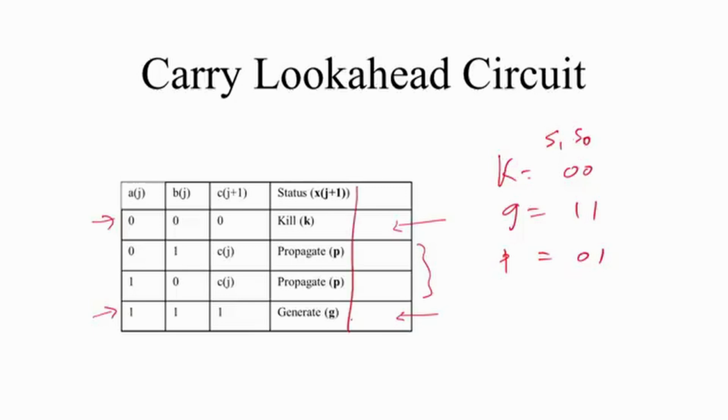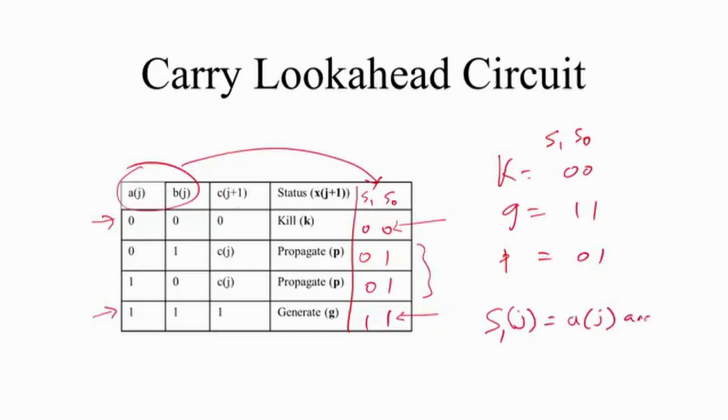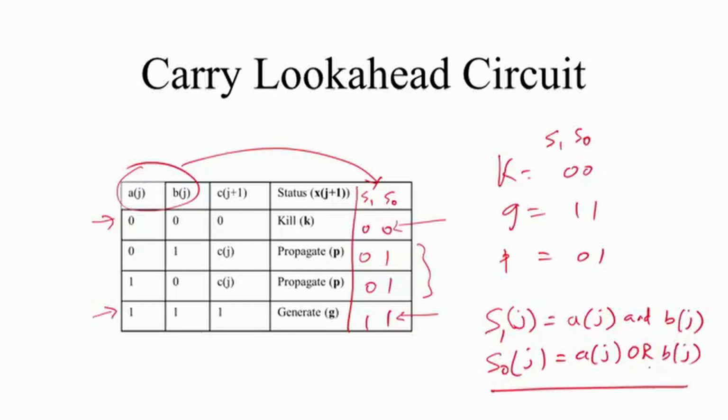So let us draw that here. This will be S1 S0, 0 0, 0 1, 0 1, 1 1, with Aj Bj and this is the status. Please note that S1 of j will be Aj and Bj, correct, and S0 of j will be Aj or Bj, correct. Where this is the encoding: kill means 0 0, generate means 1 1, propagate means 0 1. I need 2 bits to encode this status because I have 3 status, correct.